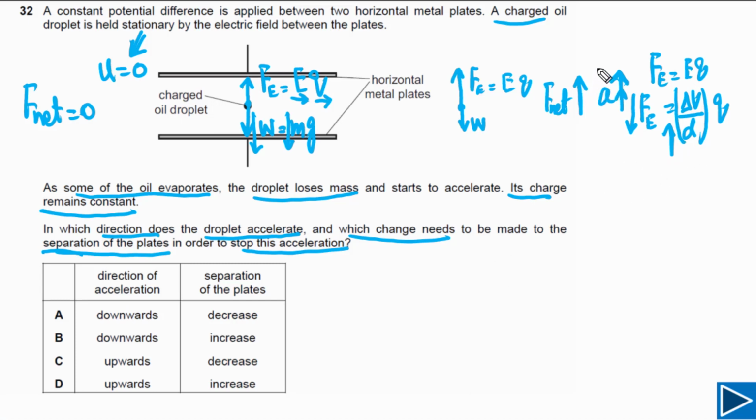So there are 2 points. First, acceleration has to be upwards. Second, we need to increase the separation. If you look at option D, you can see it is given: acceleration is upwards and separation has to increase. So D is the right answer for this question.